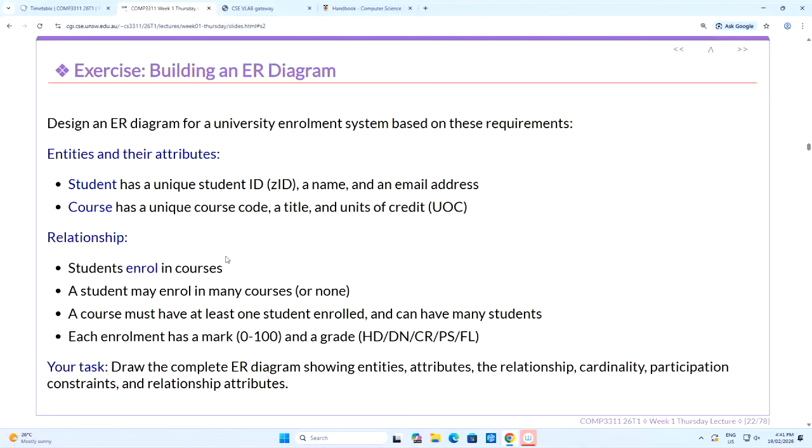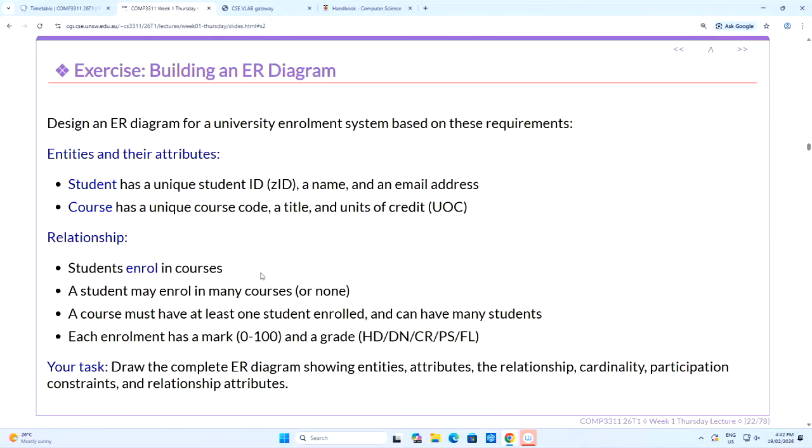So every little detail in these words they matter. And they have a name and an email address, and course has a unique course code. So whenever you see unique, then that is a giveaway for the key attribute. Because course has a unique course code, which means that the course code is the unique identifier of the course, which means that that's the key attribute. That's the primary key of the entity.